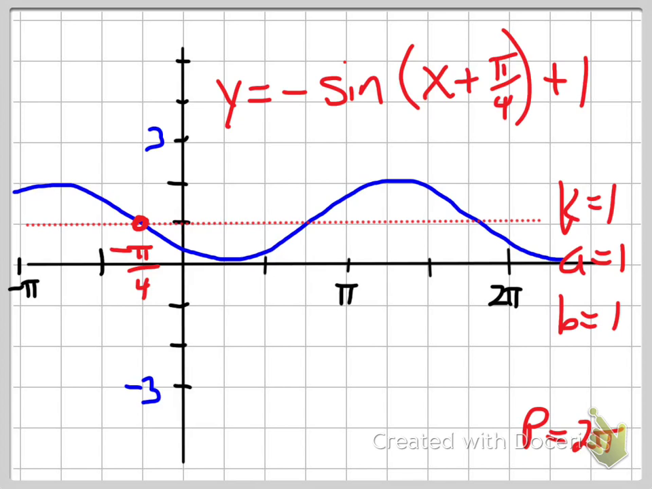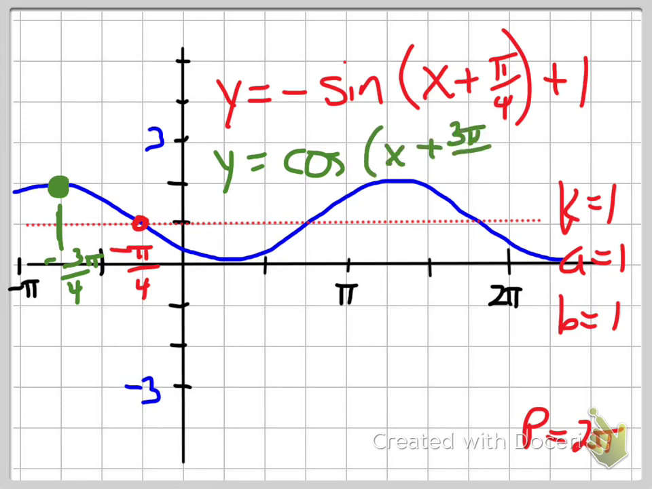Let's say I want to start it right here. That is now starting at the top. That is a positive cosine. My H value for that is going to be negative 3 pi over 4. So I would have y equals cosine. Again, my B value is 1. X plus 3 pi over 4 plus 1.